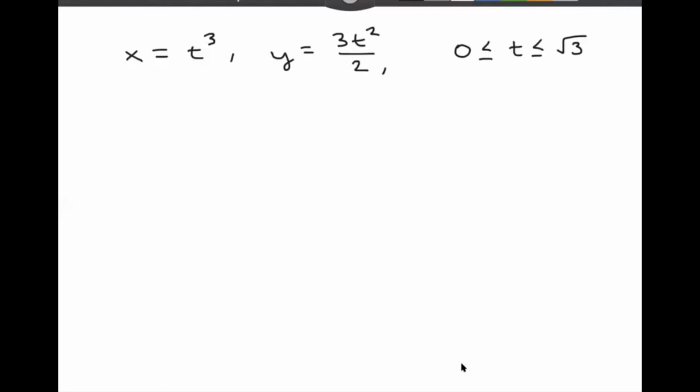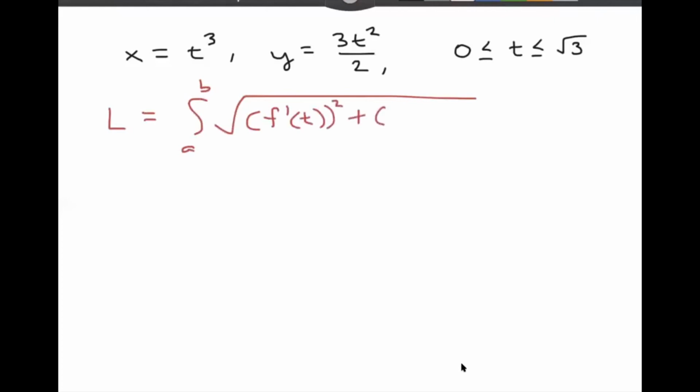All right, first I'm going to jot down that formula so I remember exactly what it is I need. So L, the length of the curve, is the integral from a to b of the square root of f prime t squared plus g prime t squared dt. All right, so in this case, that's going to be the integral from 0 to the square root of 3.